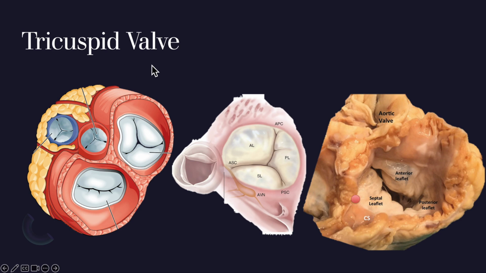On the right side we have the tricuspid valve, and let's enumerate. As it's called a tricuspid, there have to be three cusps of this valve. One is the anterior or anterosuperior leaflet, second is the posterior leaflet, and third is the septal leaflet. Anterior leaflet, septal leaflet, and posterior leaflet, as you see here.